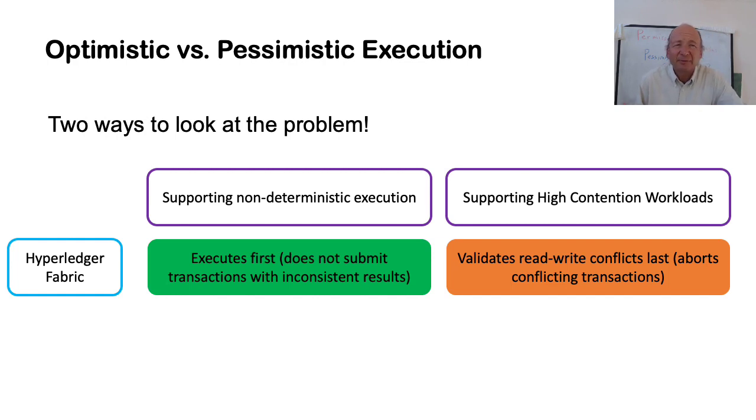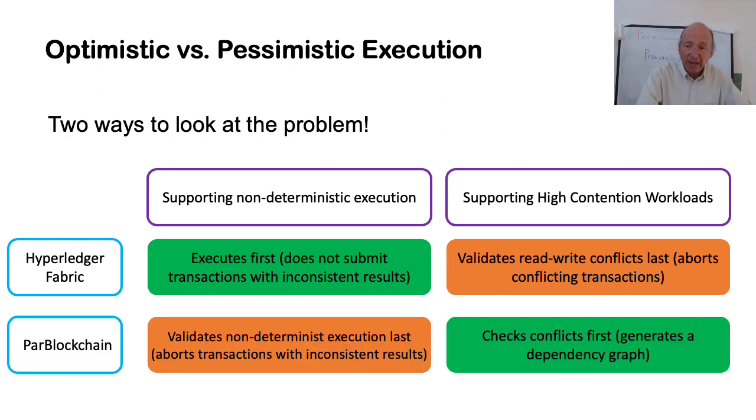And actually, that's very similar to behavior in standard database systems, which have trade-offs between a locking approach and an optimistic approach. On the other hand, if I use a pessimistic approach like ParBlockchain, which is ordering first and then executing, but taking advantage of the dependency graph to improve the performance, in this case, we are supporting high contention workloads. The trade-off is that we cannot support non-deterministic executions, because it validates the non-determinism at the end and will abort the transactions after all the work has been done.